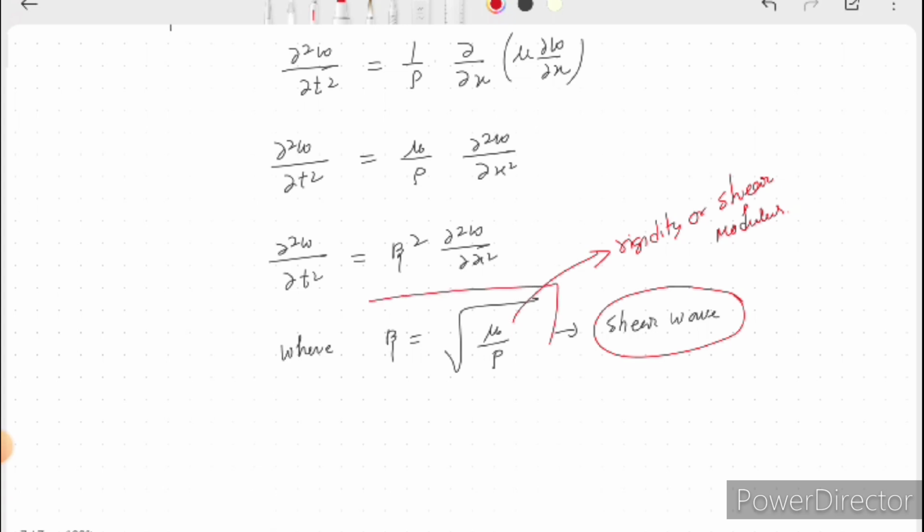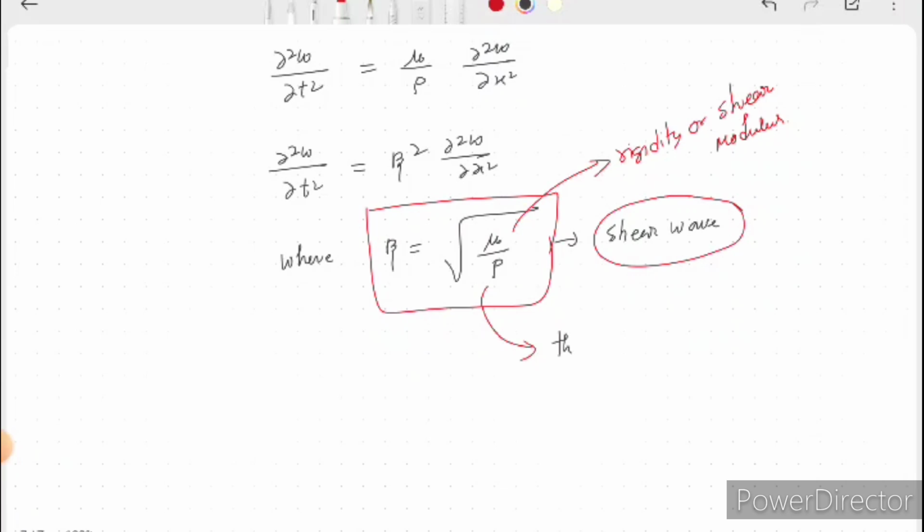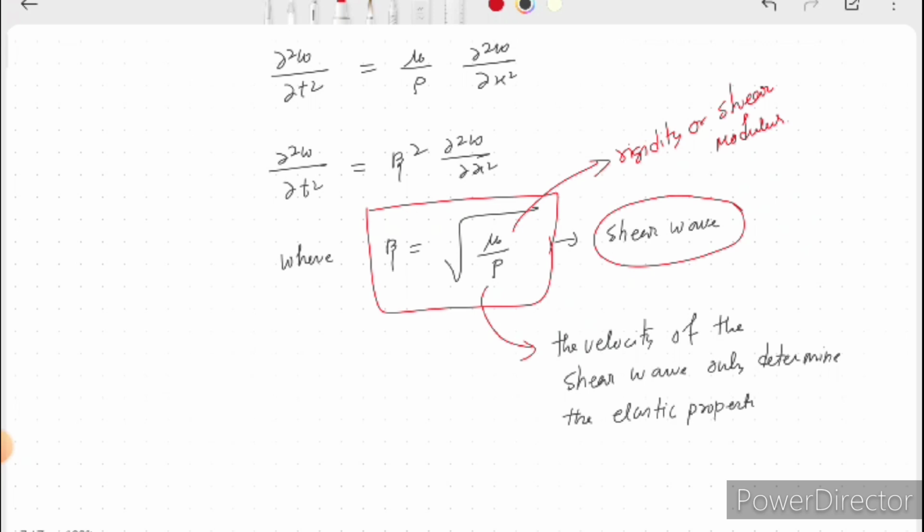So what do these expressions tell us? That is very important. The velocity of this shear wave is only determined by the elastic property like the rigidity or shear modulus. This is an MSQ question.